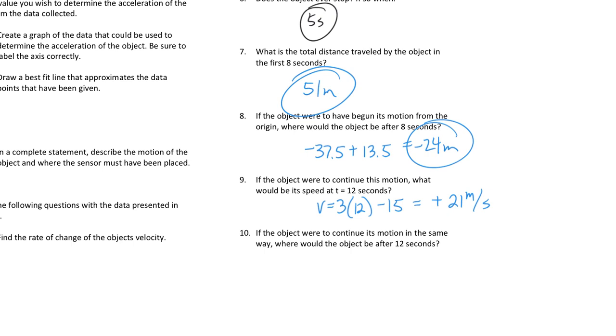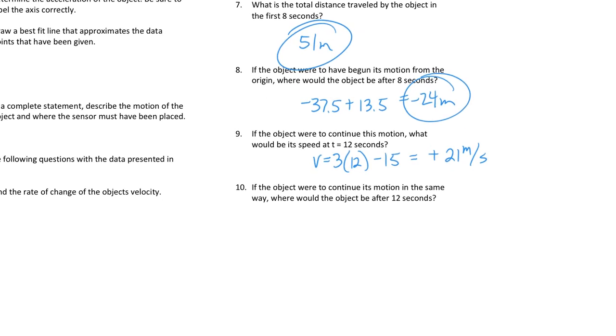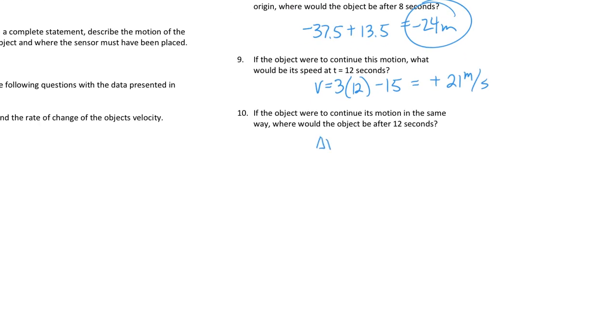If the object were to continue its motion in the same way, where would the object be after 12 seconds? All right, delta x equals 1/2 a 12 squared minus 15 times 12. I don't feel like doing the arithmetic, so I'll leave the arithmetic to you. That's not unreasonable.